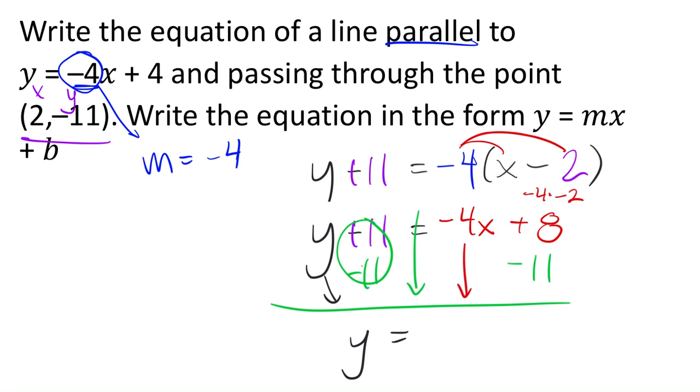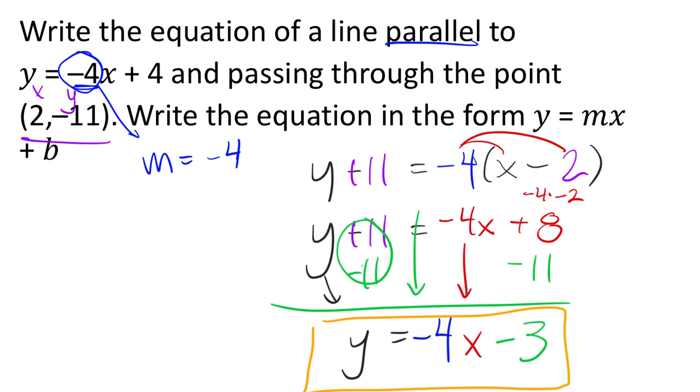We've got the negative 4x, which we're going to drop. I'll just show the slope still as negative 4 right there. 8 minus 11 is going to give us a y-intercept of negative 3, and that will complete this equation.